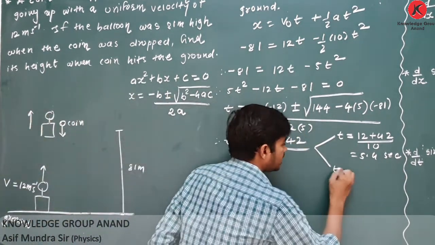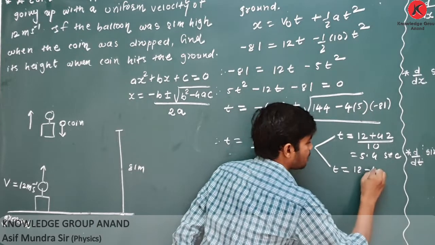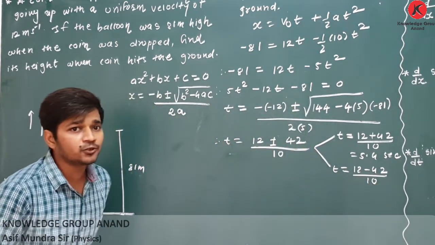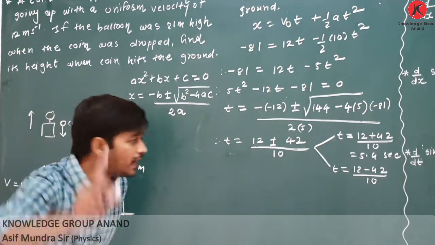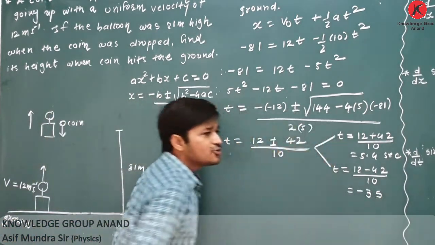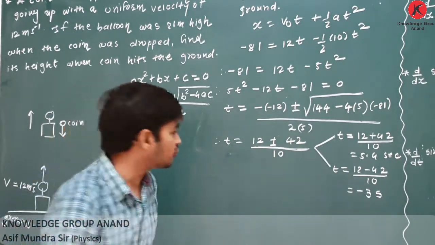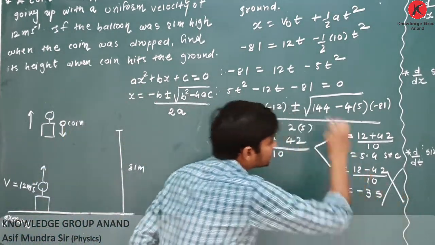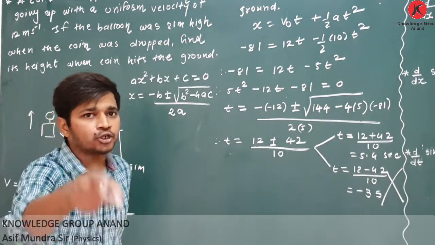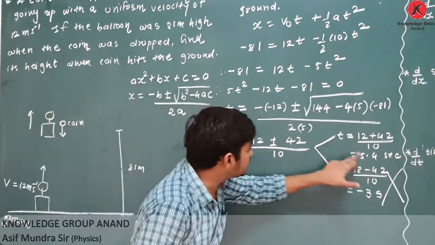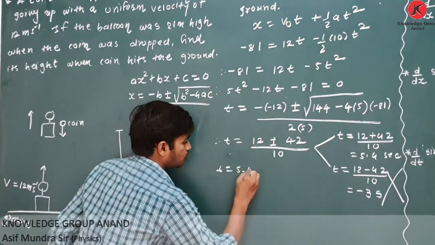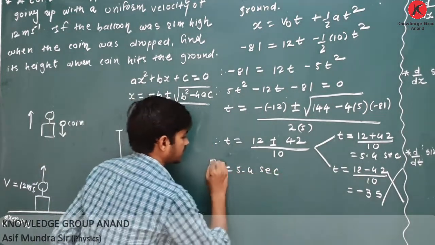Okay. Now t is equal to 12 minus 42 divided by 10. 12 minus 42 is minus 30. Minus 30 divided by 10 is minus 3 seconds. You know that negative time is not possible. So yes, this time is not possible. So what is the time taken by the coin to reach the ground? t is equal to 5.4 seconds.